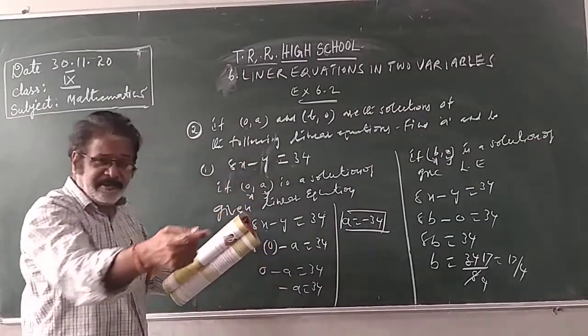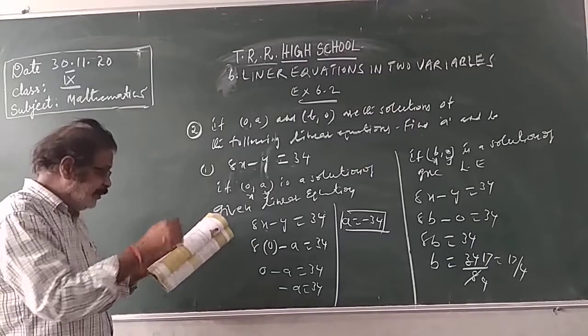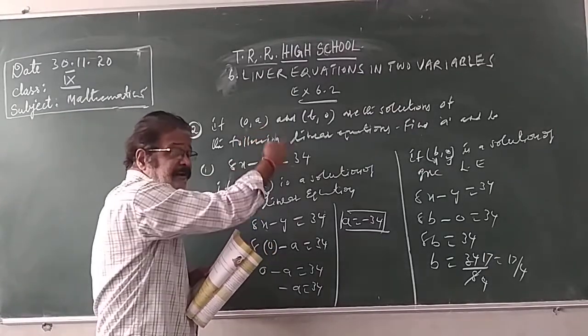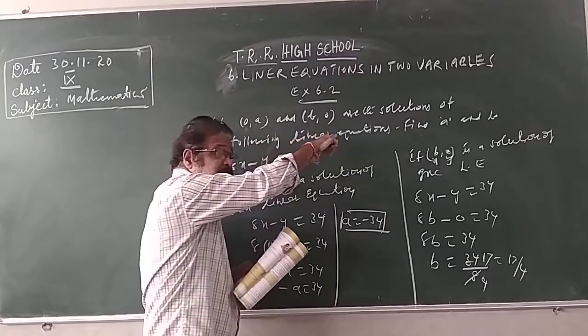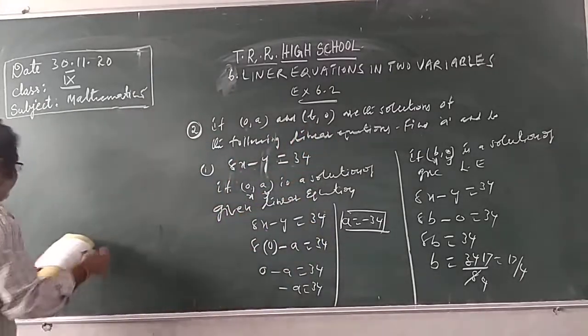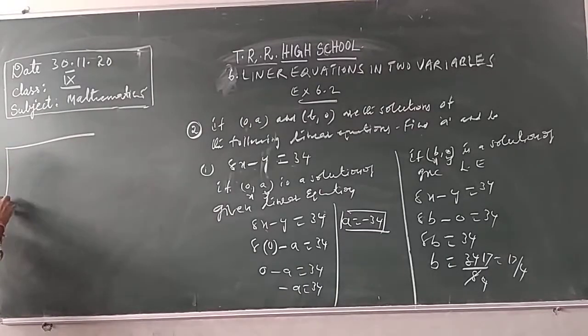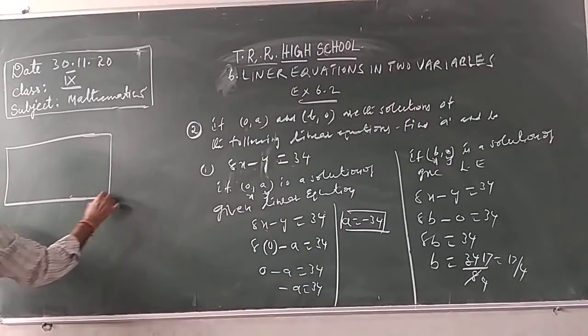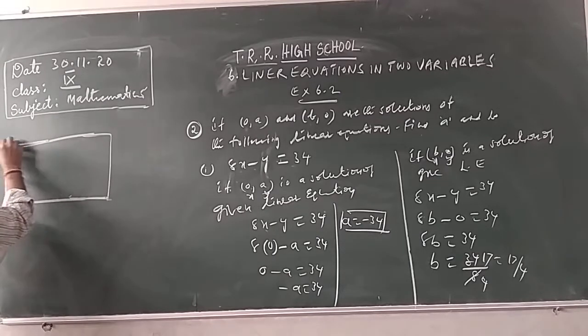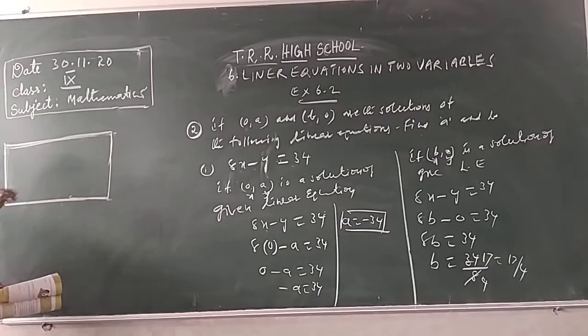Now the second linear equation: 3x minus 7y equals 21. Put x is equal to 0, y is equal to a, and get a. Put x is equal to b and y is equal to 0, and get the b value. Like that you do the second bit and third bit. Whatever problems I am skipping, do them for homework. Homework means you do it in the classwork itself, in the notebook you kept.